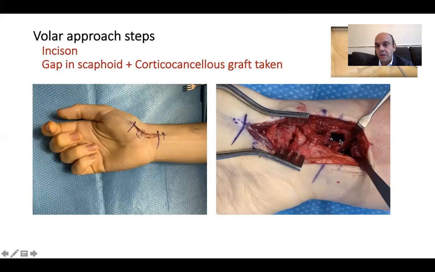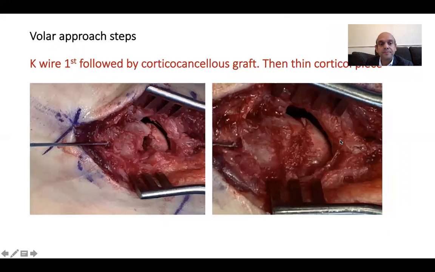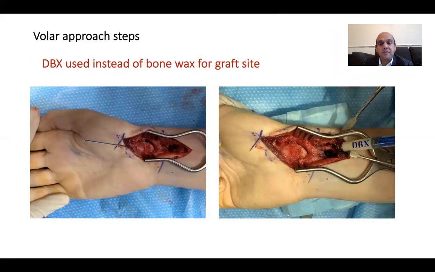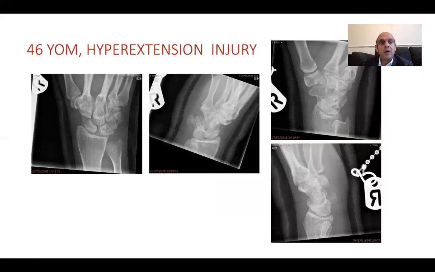So I've taken a corticocancellous graft from the radius. Now, important is K-wire should go first. So that is holding both the ends of the scaphoid. And then you put your corticocancellous graft. Important, the cortical piece should be thin because bone has to resorb before it turns into a graft. And then finally, in my practice, I use a DBX. You can use a bone wax, whatever you prefer.